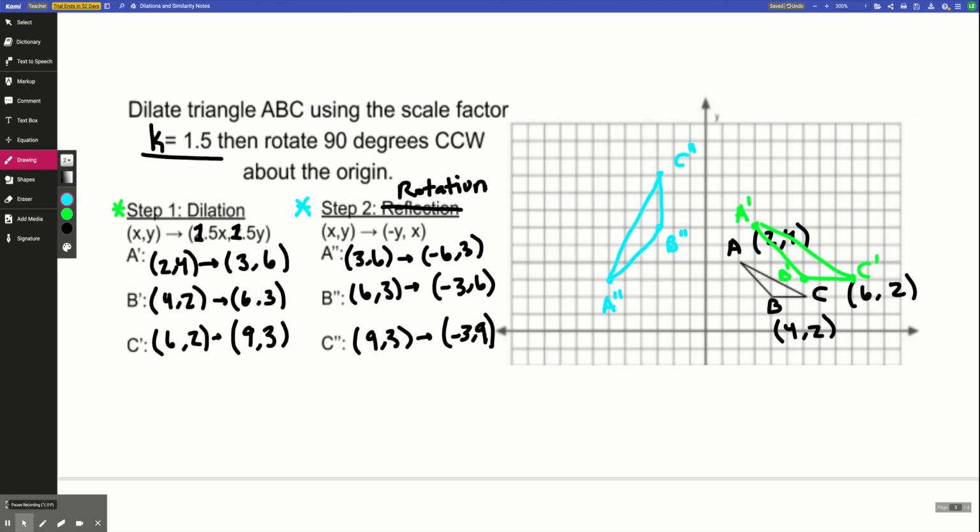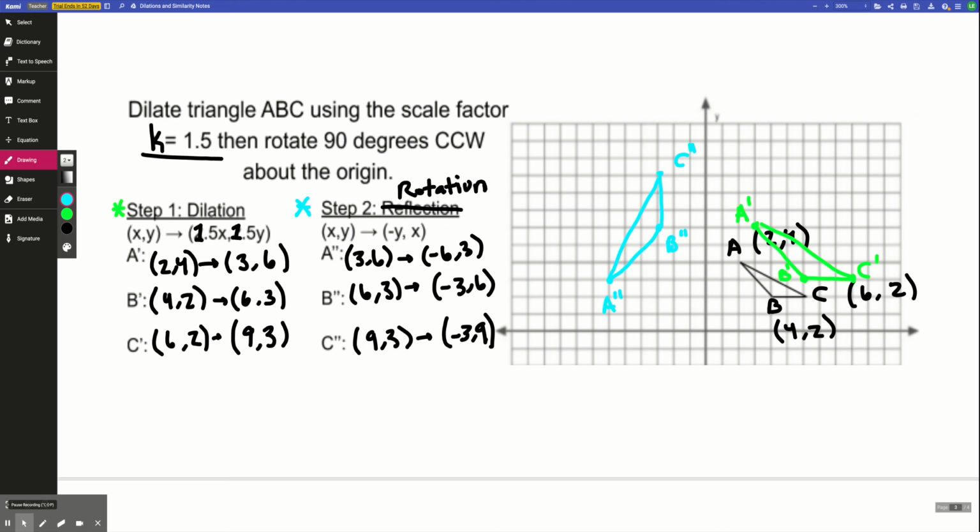All right, folks, so here is your completed composition of transformations. So I took my original coordinate points and dilated them first. So I multiplied all of my values by 1.5, right? And I got that new triangle that you see in green, so a little bit bigger than the original, but same shape.